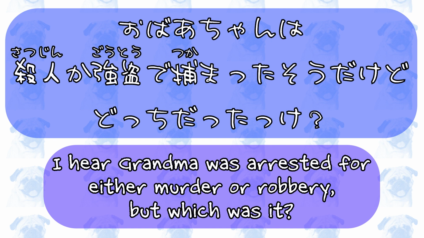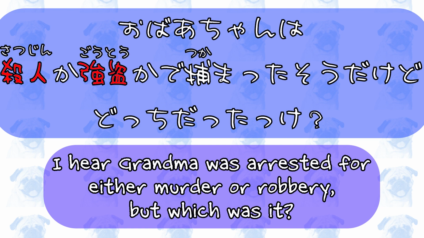In this sentence, the phrase A ka B is used, with the first disjunct being 殺人, murder, and the second disjunct being 強盗, robbery. This phrase implies that it is either one or the other, and not both. You may also add an additional ka after the second disjunct, as in 殺人か強盗か.